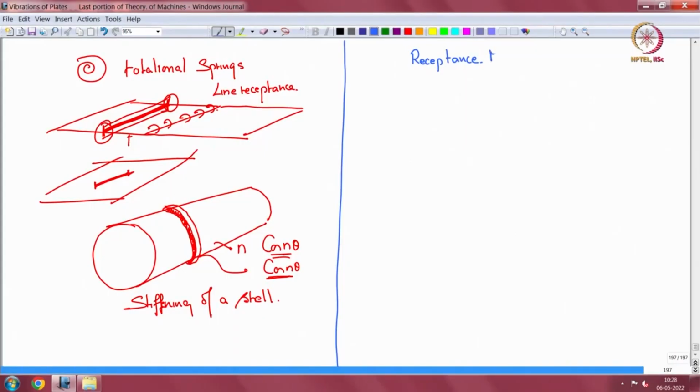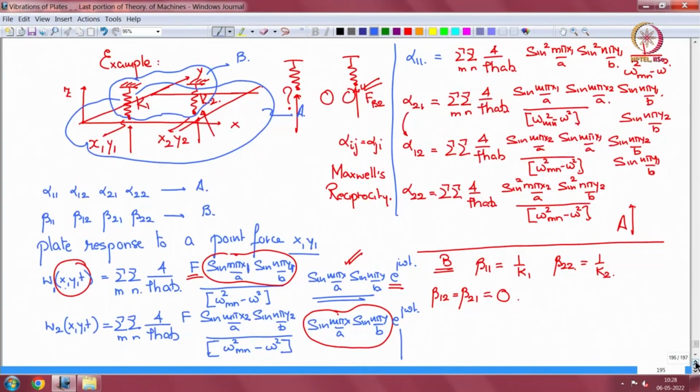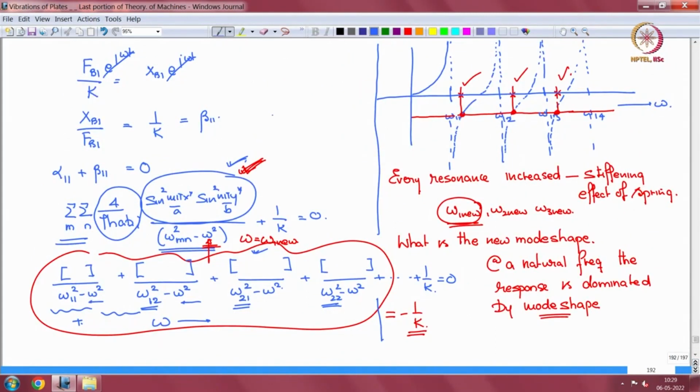Good morning and welcome to this next lecture on vibrations of plates and shells. We are in the topic of receptance, dealing with connected structures. One thing I wanted to mention is here. So this was a simply supported plate connected to a spring. And this was the new frequency equation.